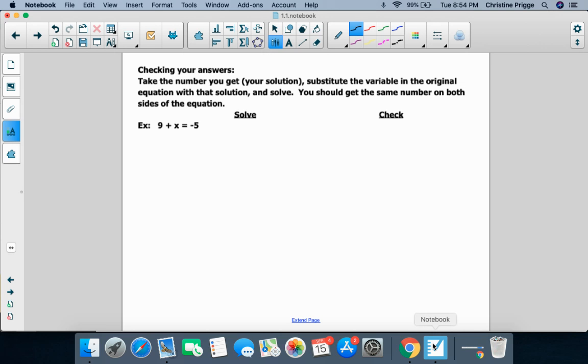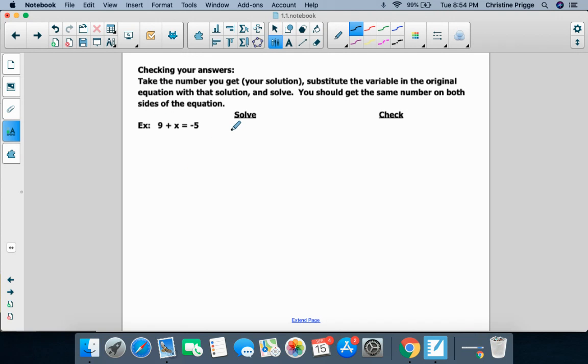Okay, so we're on to the next part of checking your answers. You need to take the number of your solution and substitute it for the variable in the equation when you solve it. You should get the same number on both sides of the equation. So here's an example problem.